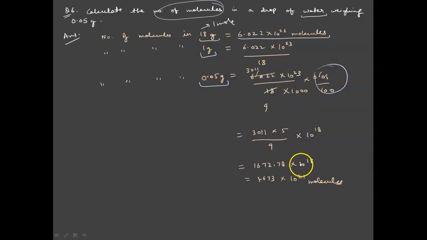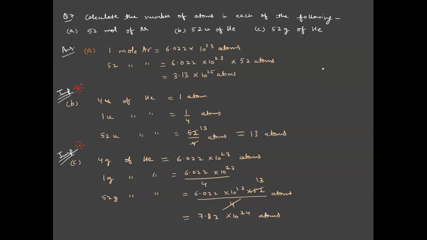After solving, we got the answer 1.673 into 10 to the power 21 molecules. So basically, what we know should be in the first line, and accordingly we do the next steps. So 18 gram this, 1 gram this, and 0.05 should be in the multiplication. Now comes the next question.